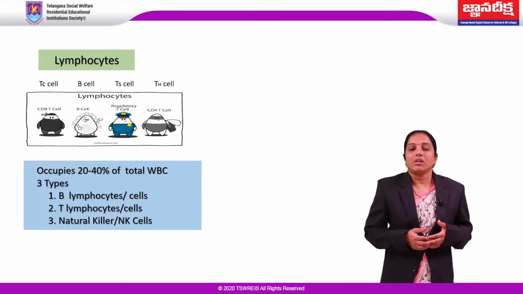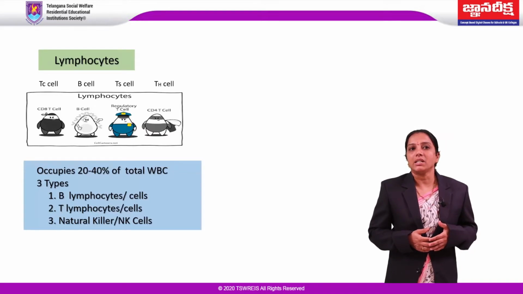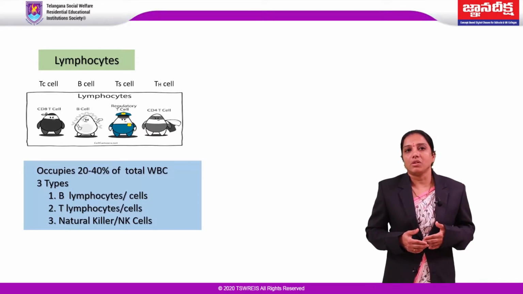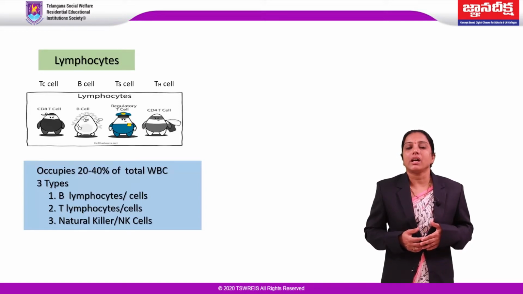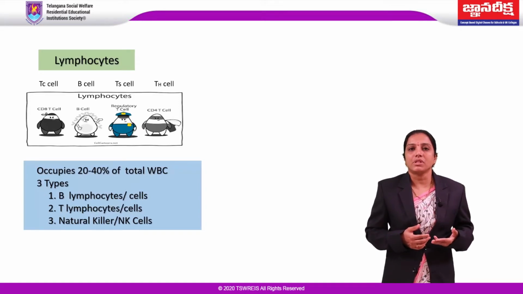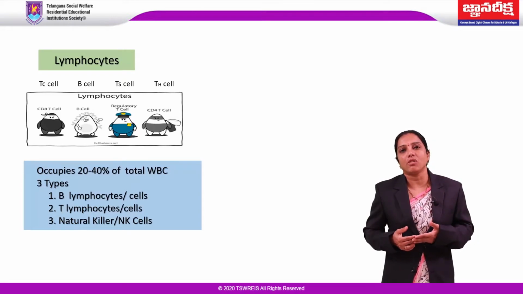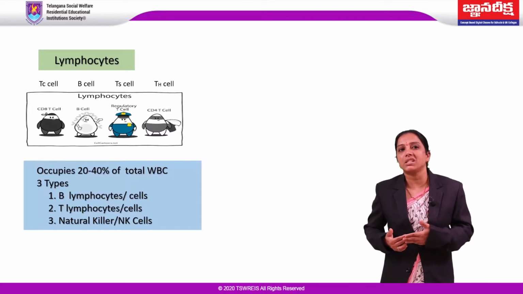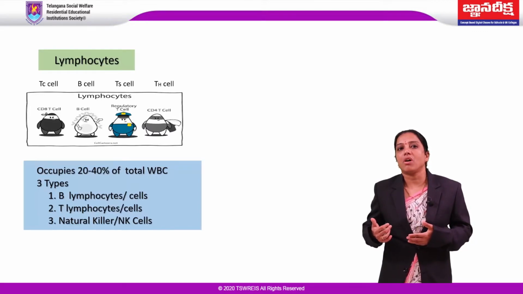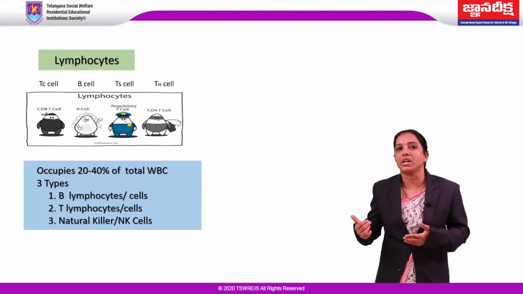First, we will see about the different types of lymphocytes. These lymphocytes occupy 20 to 40% of the total WBC or leukocytes. They are located mainly in the lymphatic fluid, and they are of three types: B lymphocytes, T lymphocytes, and natural killer cells, which are simply called NK cells. So in this slide, the above picture depicts the receptors on the surfaces of these lymphocytes, which are mainly used to differentiate them.